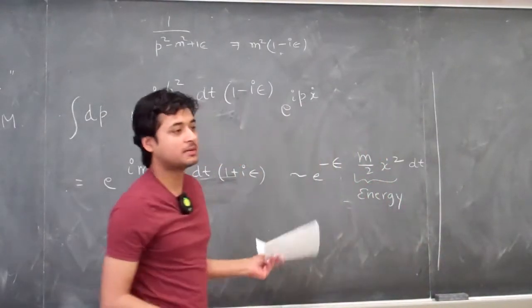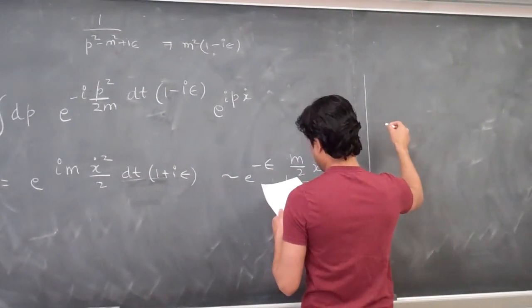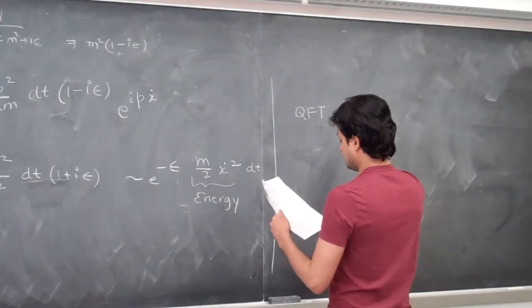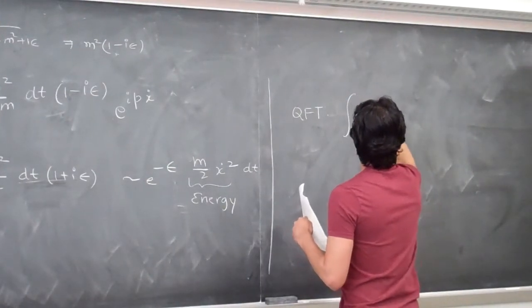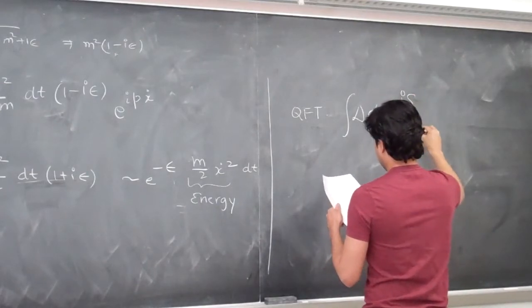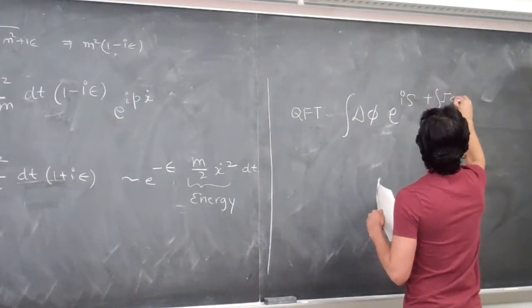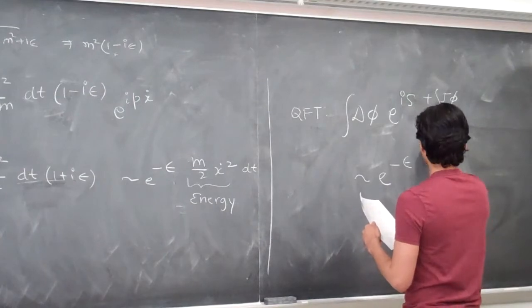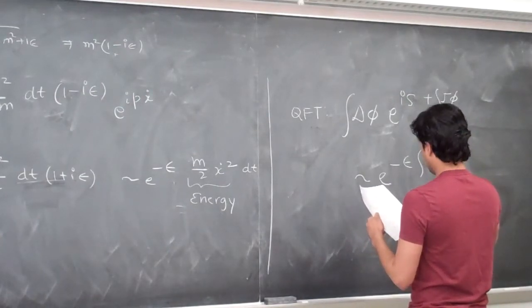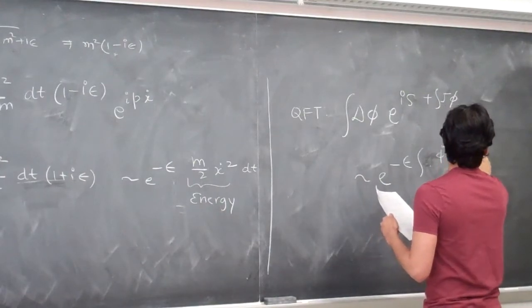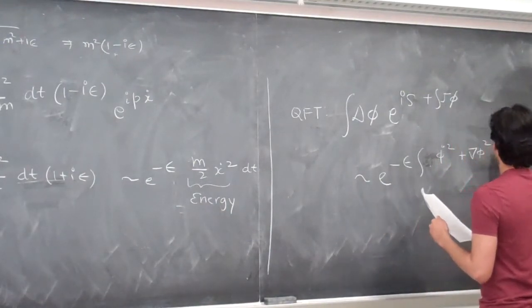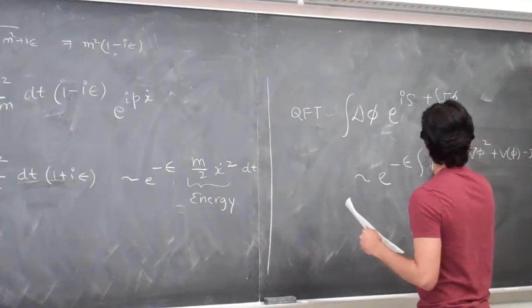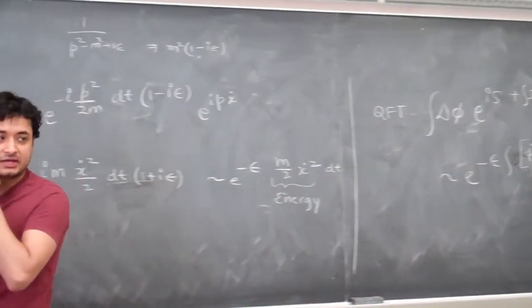When we go from this quantum mechanical path integral version to our field path integral version, in quantum field theory, by the way, is this visible? Yeah, I guess so. In quantum field theory, we have the following expression: e to the i S plus J phi, and this will go as e to the minus epsilon, and we'll come back to this. Okay, so integral phi dot square plus grad phi square plus V of phi minus J phi. Something like that will happen. So we'll come back to that, and we'll derive something close.